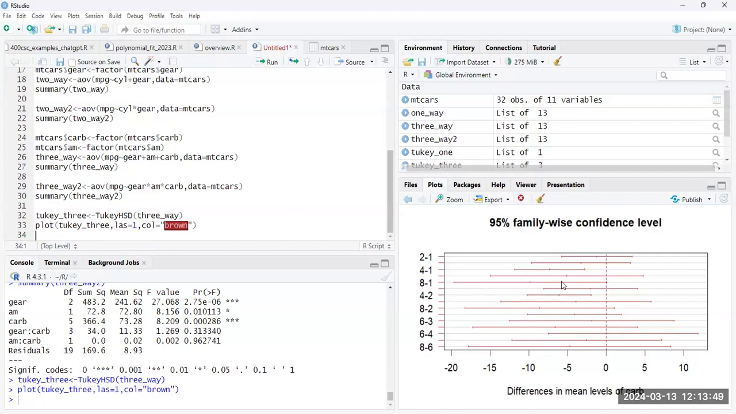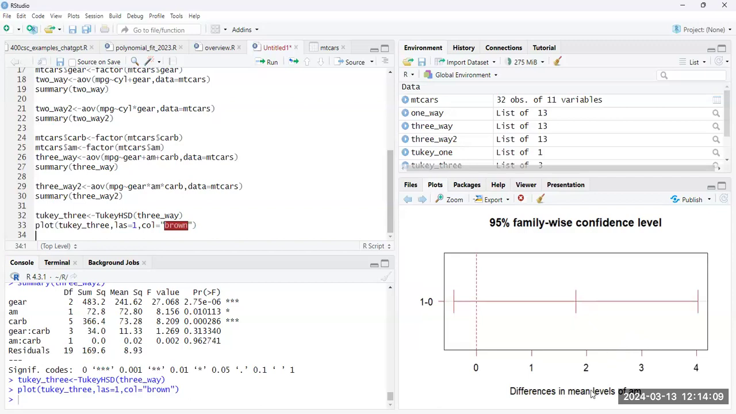This one, 8 and 1, it looks like it maybe comes right up to the line, but it might be statistically significant. 4 and 2, definitely significant. And again, you only need one of these to not overlap with 0 in order for the factor to be relevant.